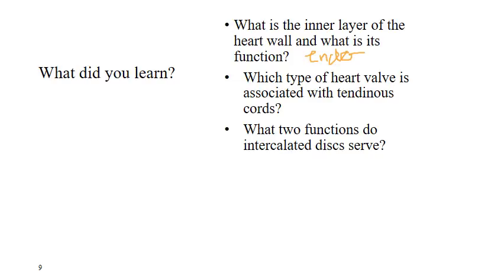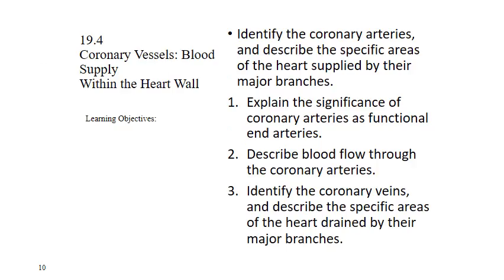Which type of heart valve is associated with the tendinous cords? Those are going to be our AV valves, so the bicuspid and the tricuspid valves. So AV here. And what two functions do intercalated discs serve? One, they've got the desmosomes, which mechanically connect the muscle cells of the cardiac muscle together. And then we also have the gap junctions that electrically join the cells to make a functional unit.